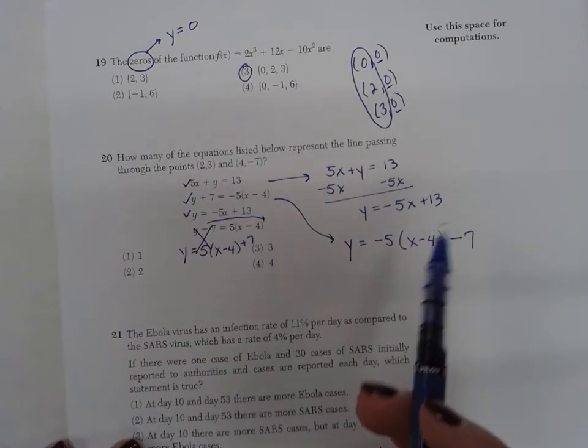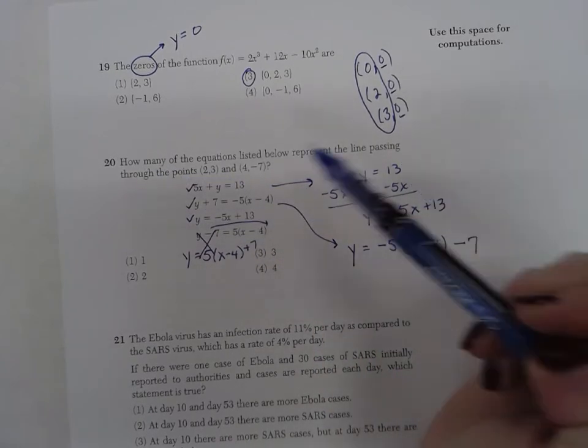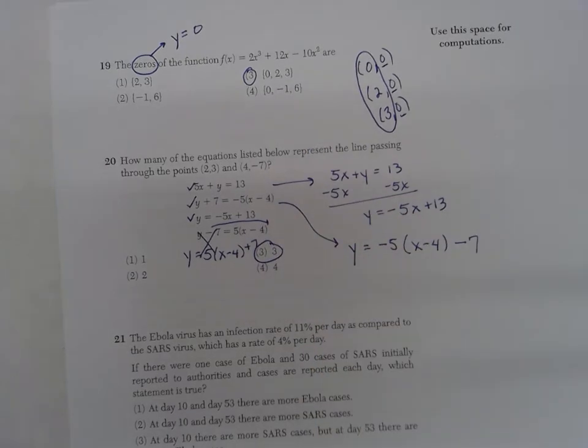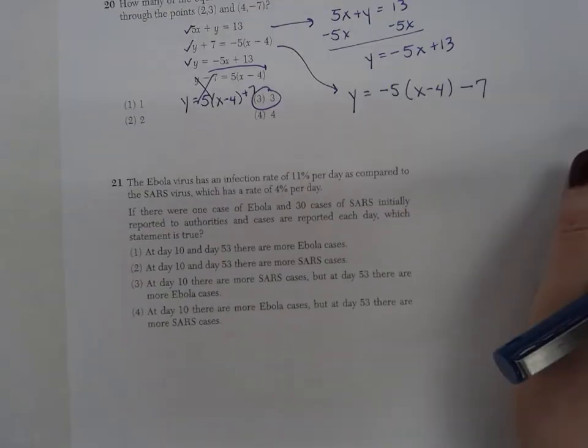Now look what they're asking. How many of the equations are through those points? 3 of them pass through those points. So your answer for that is how many? So I have 3 for that. A lot of work, but worth it. It's all calculator stuff.